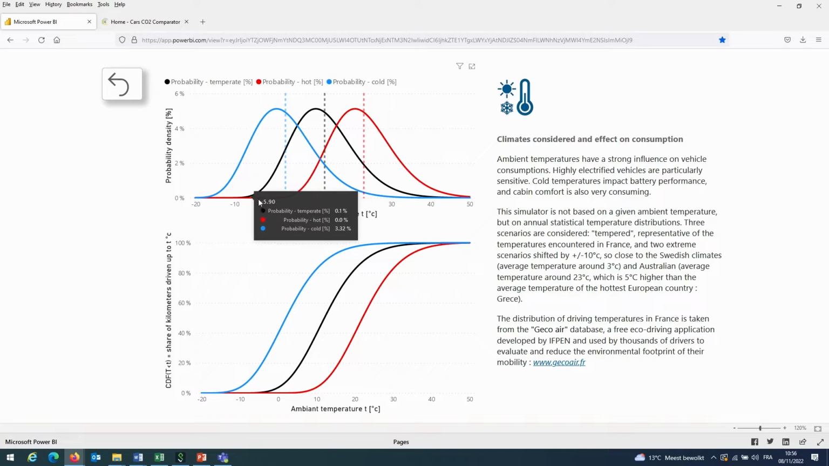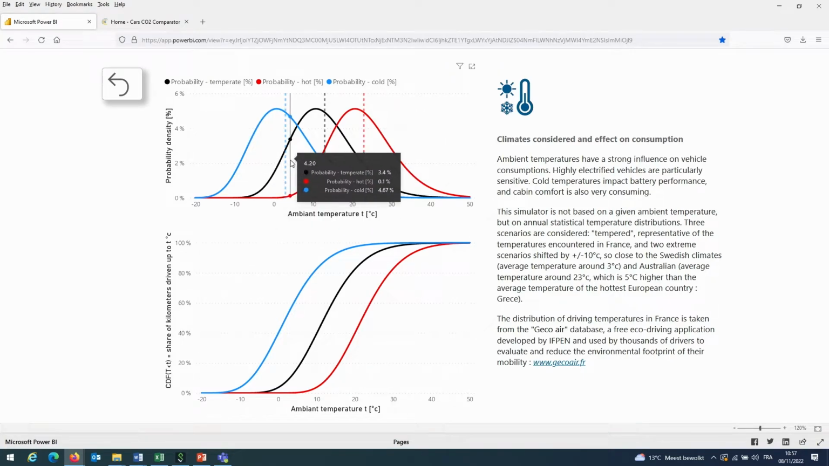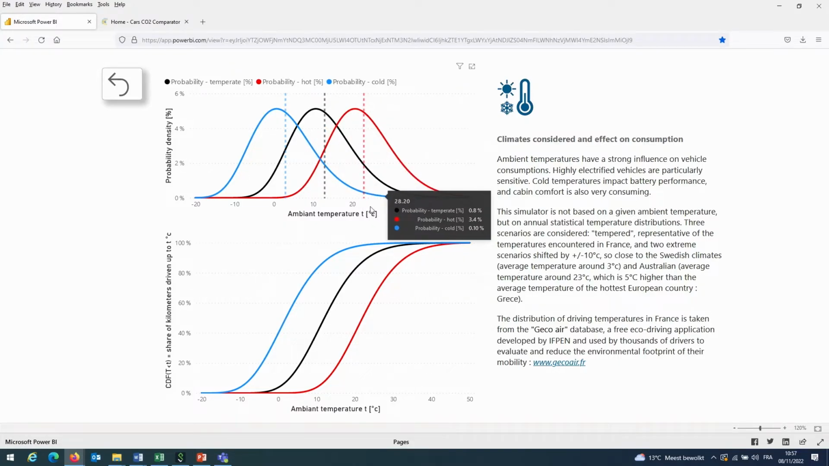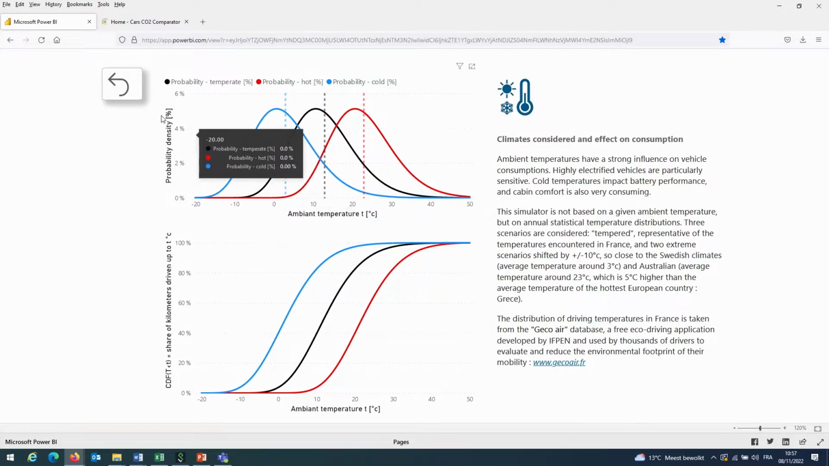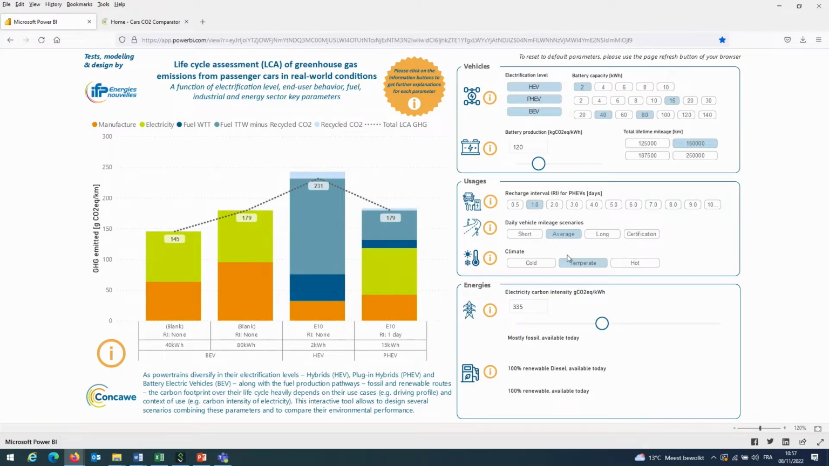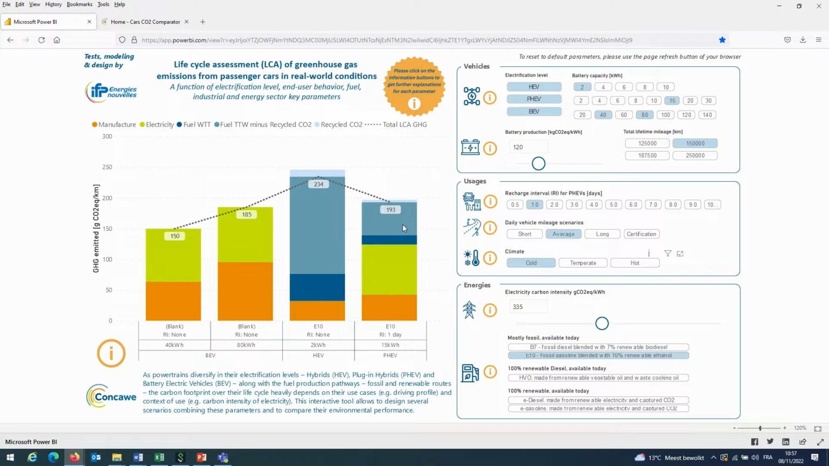And same as for the trips, we have simulated one by one for each temperature the emissions related to the vehicles and the energy consumption. It's not just a simulation of the average temperature, it is more complete than this. And so you can see what happens if you change the climate. So if you switch from a temperate climate to a cold climate, you will see the emissions increase, because you will take more energy from the battery to heat the cabin and to condition the battery.